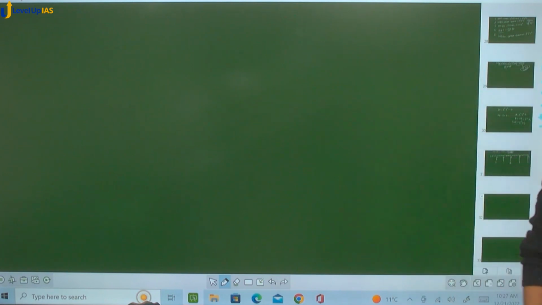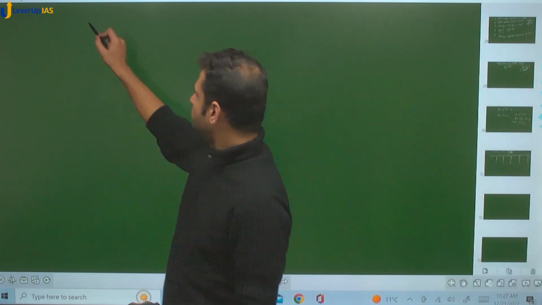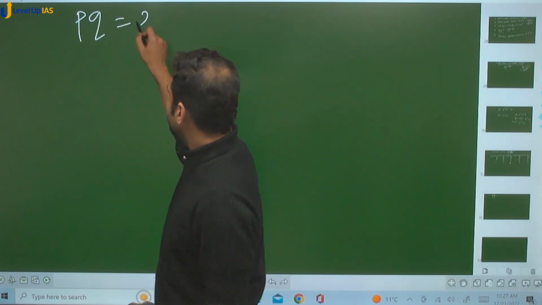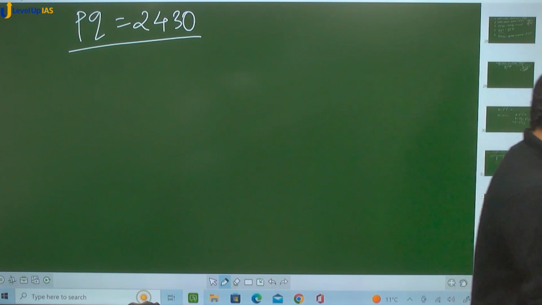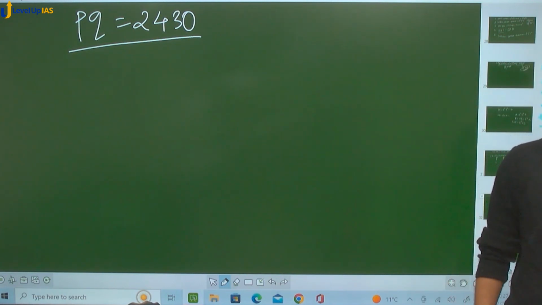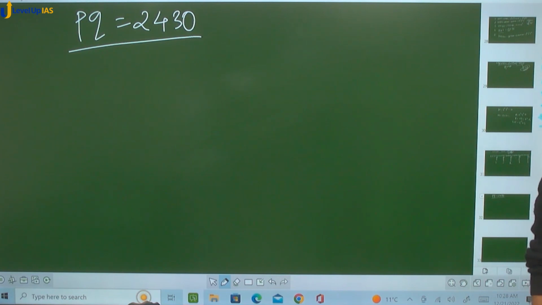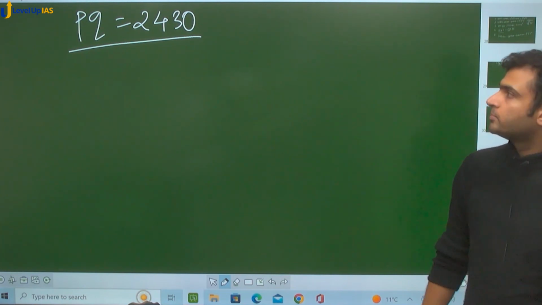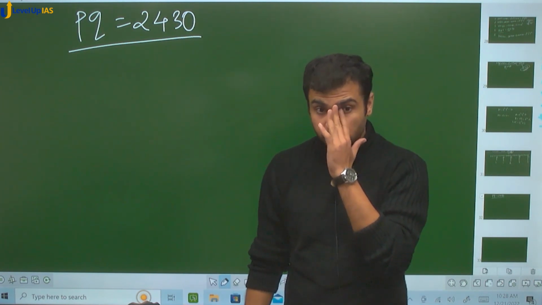Next question देखो. Let P be 2-digit number and Q be the number consisting of same digits written in reverse order. If PQ is equal to 2430, then what is the difference between P and Q? We are given product. P and Q are 2-digit numbers here. P and Q are not digits. P and Q are 2-digit numbers themselves.